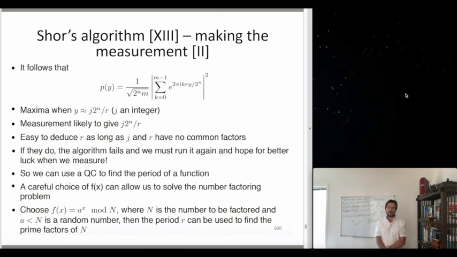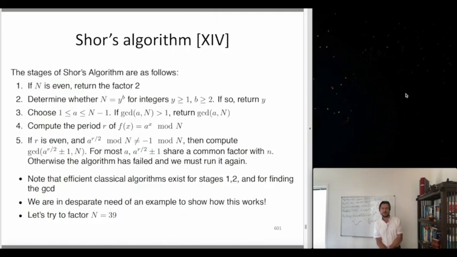And the last one, so please also read that last sentence here. So choose f of x equals a to the power of x modulo n, where n is the number that we want to factor. And a should be smaller than n, of course. Then the period r can be used to find the prime factors of n. And you may choose randomly.